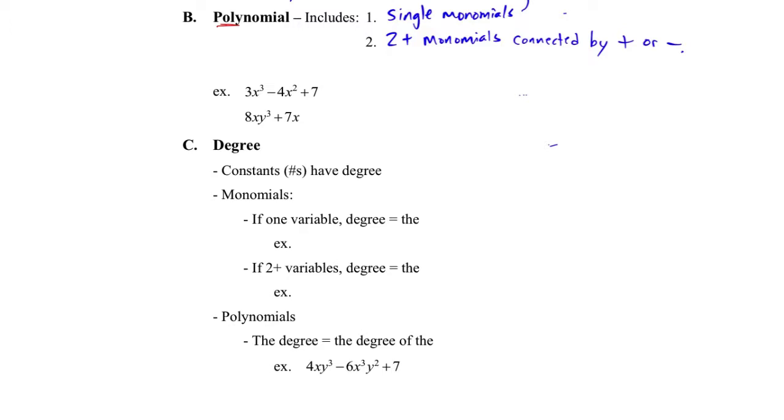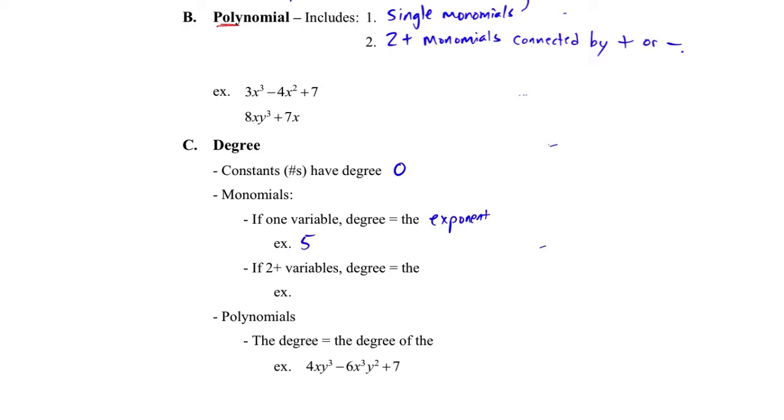Then degree. Constants have degree 0. And a constant is really just a number. So constants, if you have a number, that has a degree of 0. A monomial, if you just have a single thing like what we wrote above, the 4, the x, the 3xy, or whatever we had. If you only have one variable, the degree is going to be the exponent. So the degree equals the exponent.